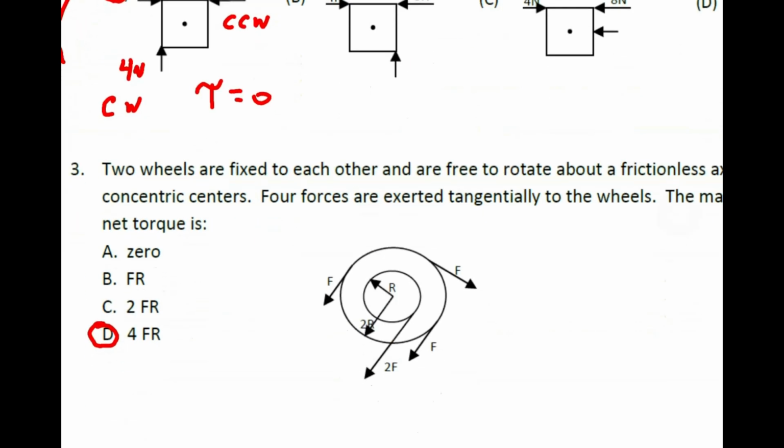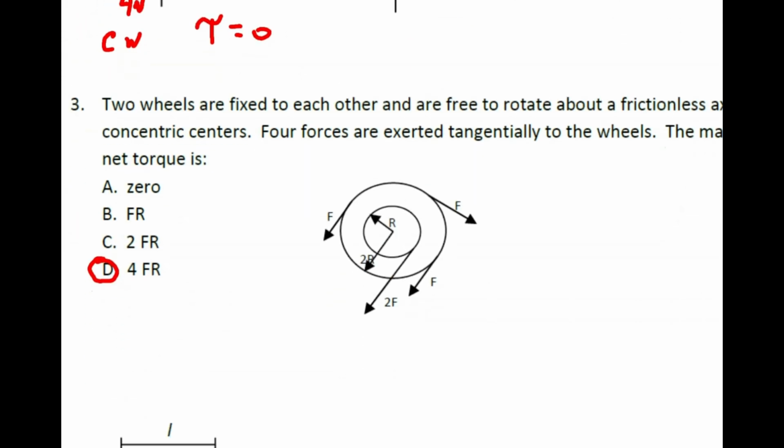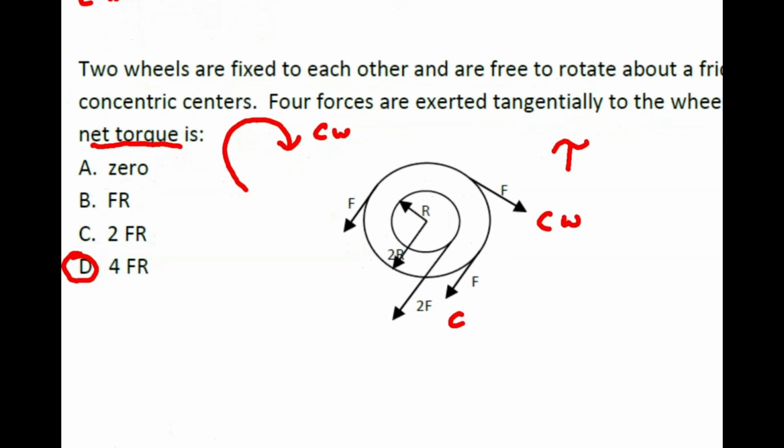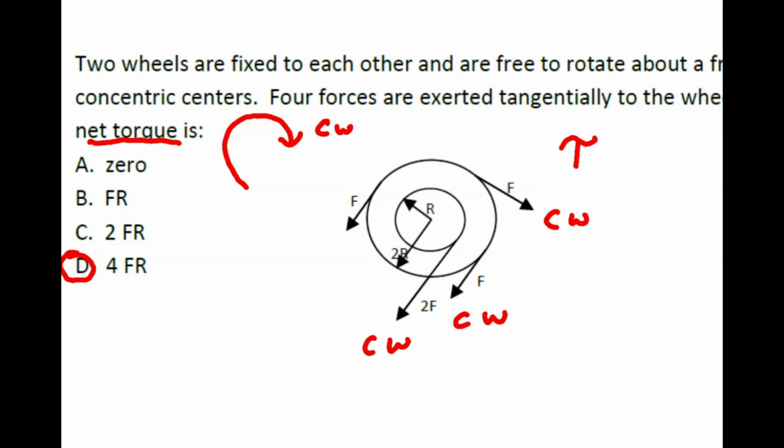So there's where 0. 2 wheels are fixed on each other. We've got a lot of different radiuses. What's the net torque? Okay, so let's do the positive first. Let's first label these. Remember, the needle of the second hand of a clock goes like this. This is clockwise. So that's clockwise and clockwise and clockwise and counterclockwise. It's going to cause it to rotate counterclockwise. So that's the positive force.